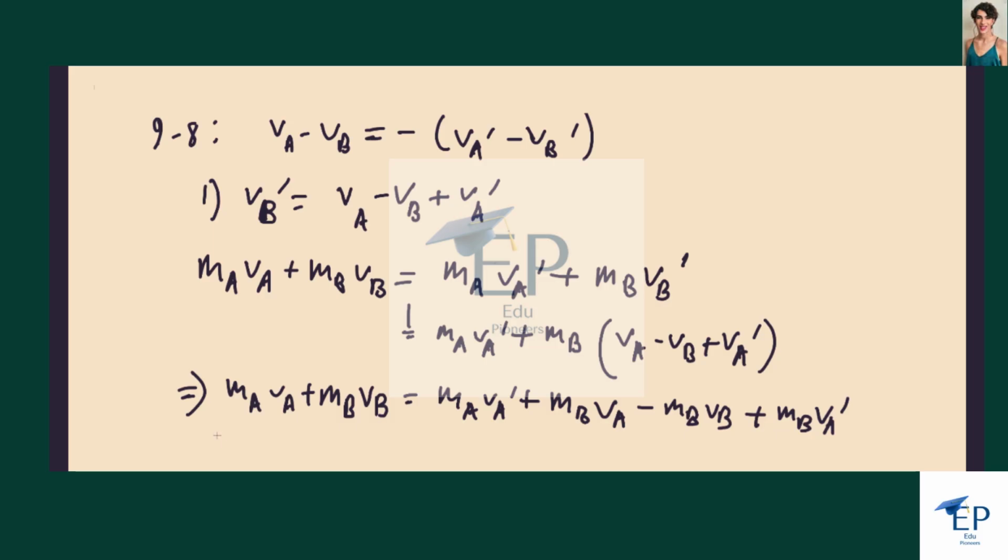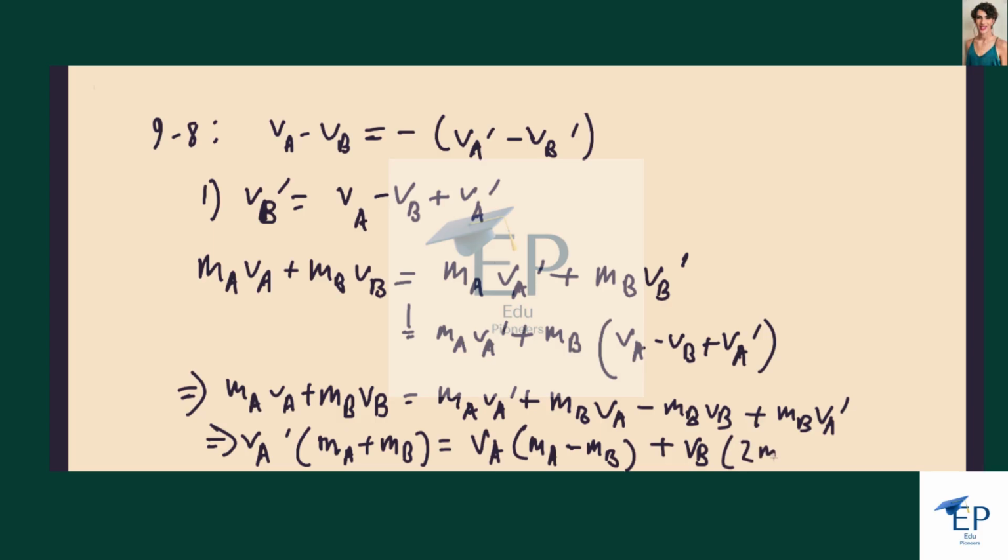Okay, and so we want VA prime first. So VA prime, taking that common, times MA plus MB is equal to everything else. And so for everything else, we want a term that takes VA common. So that would be VA times MA minus MB plus VB times MB plus MB, so 2MB.